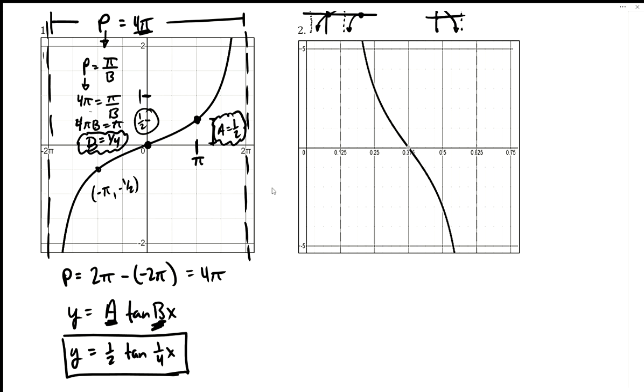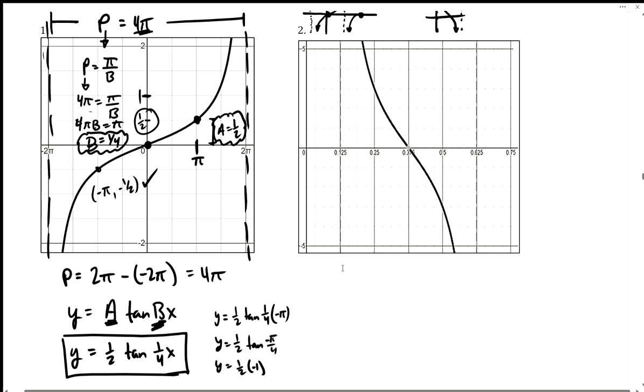So if I plug that in, so I'm just doing a quick check, y equals 1/2 tangent of 1/4 times negative pi. Well, that would be negative pi quarters. So we have y equals 1/2 tangent of negative pi quarters. Tangent of negative pi quarters is negative 1. And so, yeah, that matches this point. Good. Okay, so we could always double check.